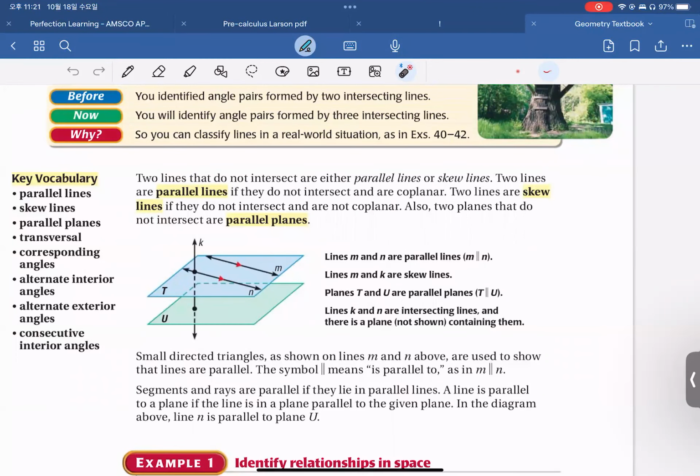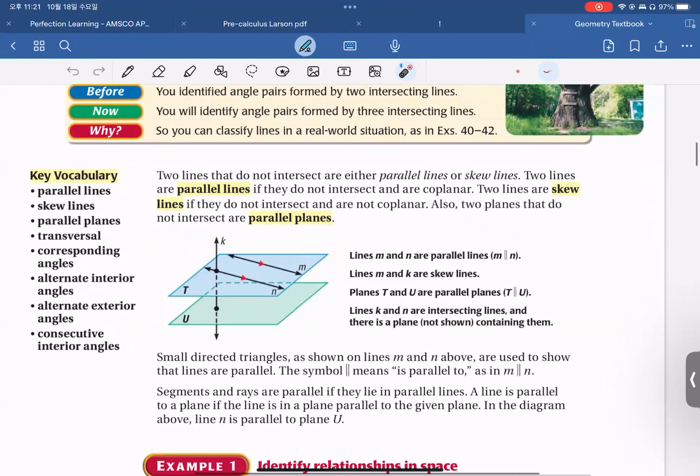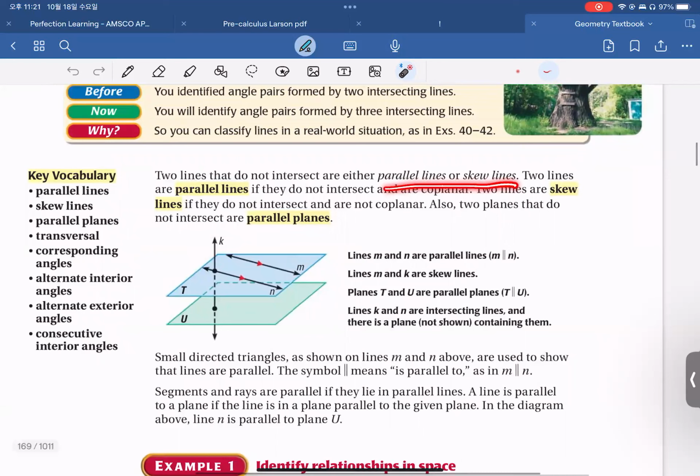So first, parallel lines. Two lines that do not intersect are either parallel lines or skew lines. Two lines are parallel if they do not intersect and are coplanar. So they're on the same plane as seen here, but they never intersect, or in other words, touch each other. And two lines are considered to be skew lines if they don't intersect and are not coplanar. So maybe there's one line here and another here, and that would make two lines skew. And also, two planes that do not intersect are parallel planes, similar to how parallel lines work.